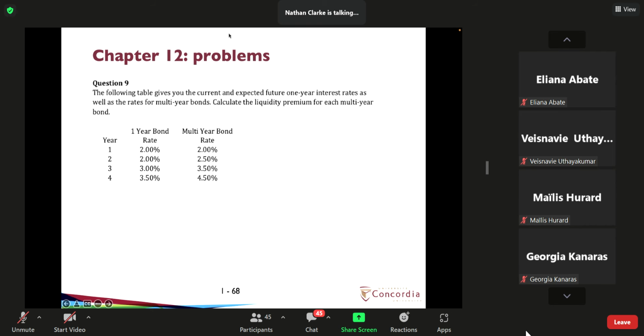Now for some questions. So question 9, the following table gives you the current and expected future 1-year interest rates, as well as the rates for multi-year bonds. Calculate the liquidity premium for each multi-year bond. So they give you a table, and they tell you your individual 1-year rates, and they also tell you your multi-year rates.